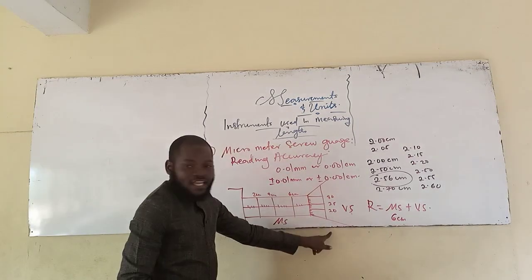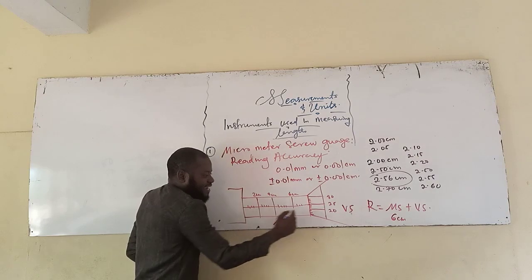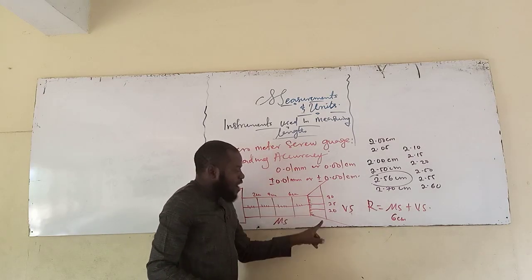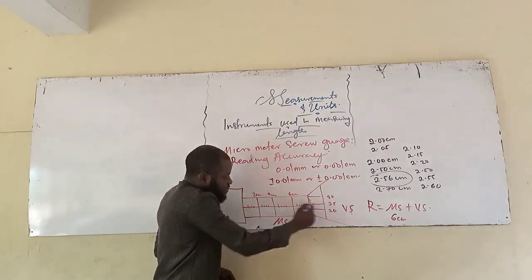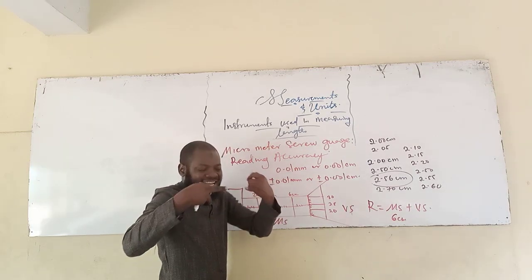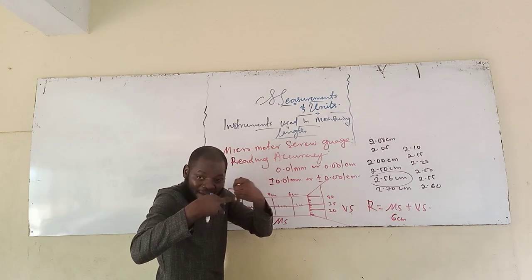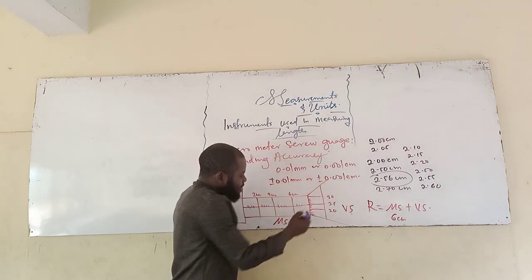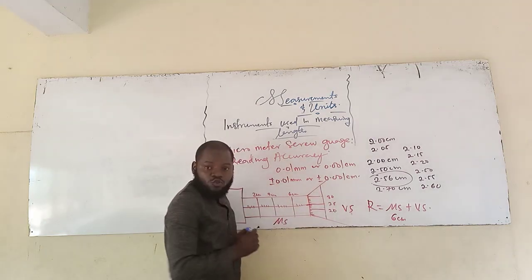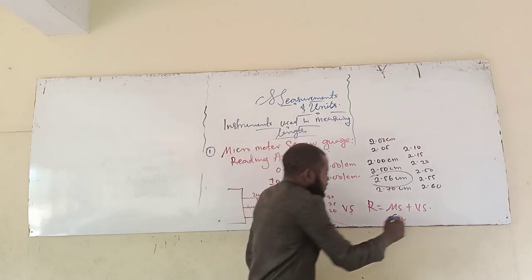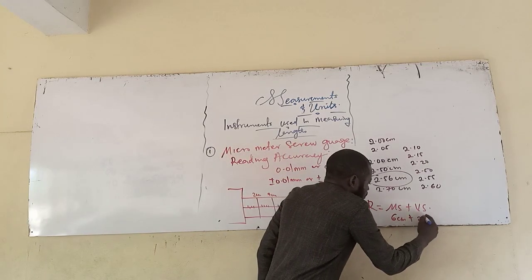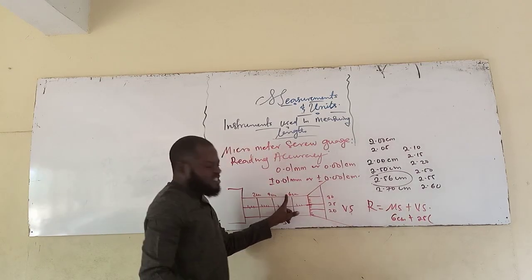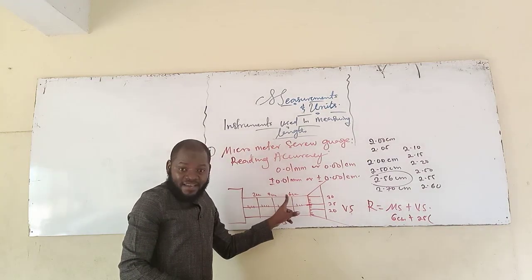How do you get the vernier scale reading? Look at this horizontal line. Any of this line that you have here that coincides with this horizontal line, coincides means that it kisses it, is going to be the reading on this vernier scale. So if you look at this now, this one is what? 25. So the vernier scale reading is going to be 25.